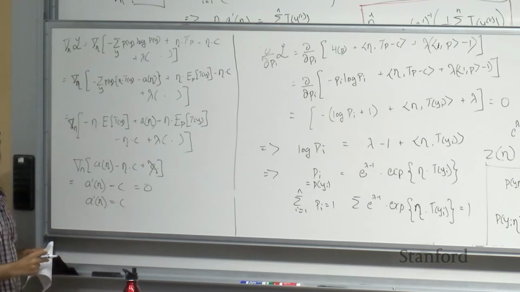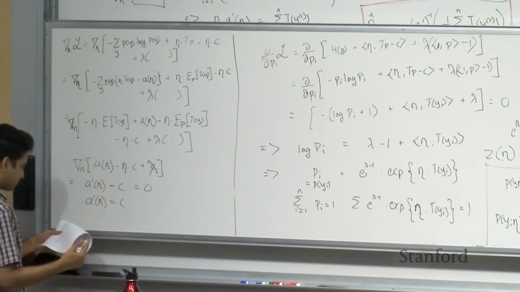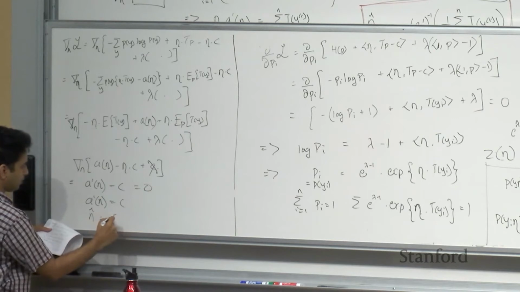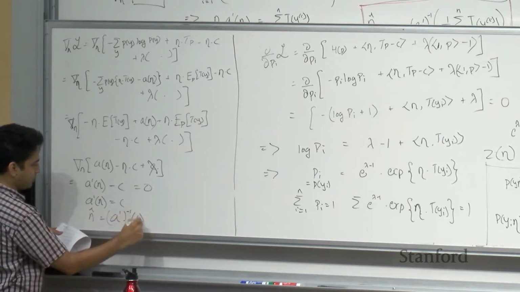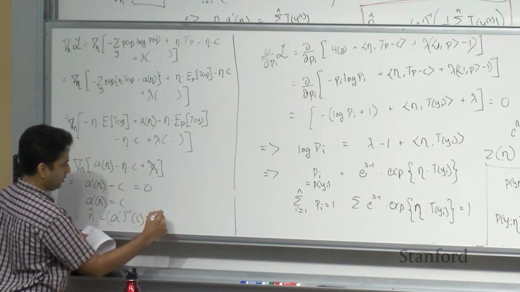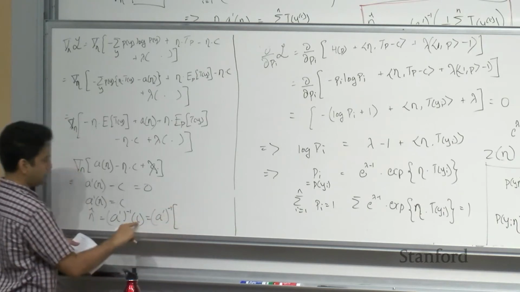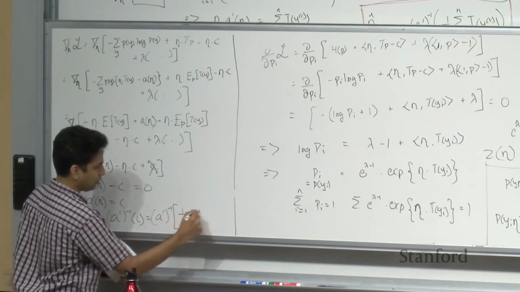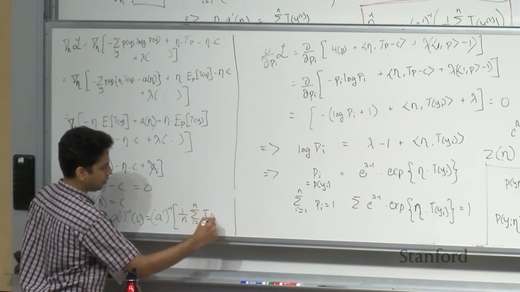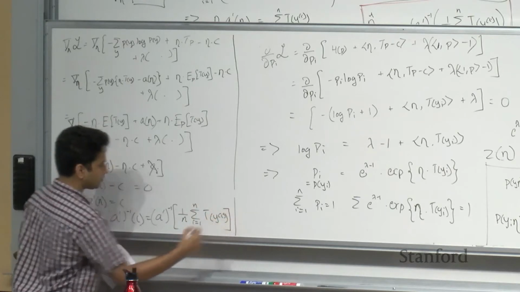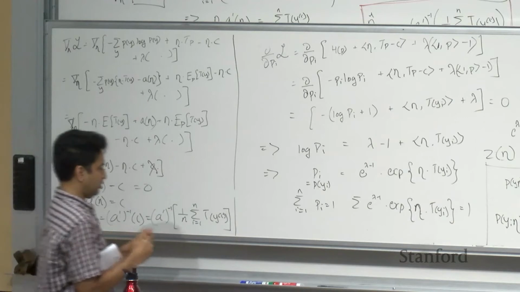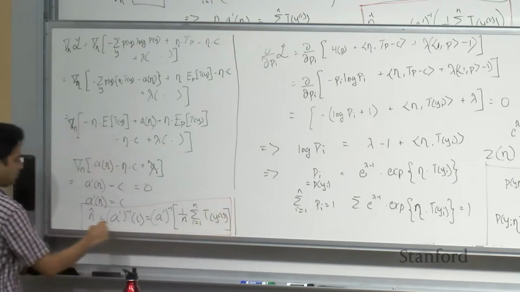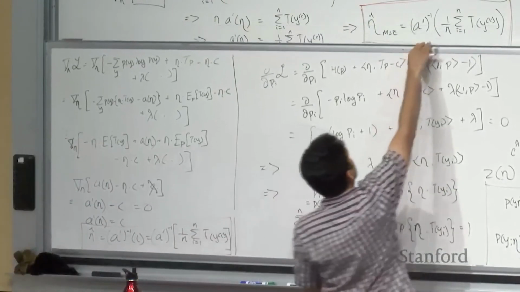This gives us A prime of eta is equal to C, and these constraints are things that we generally want to estimate from data, right? And so we get eta hat is equal to A prime inverse of C, and that means A prime inverse of C, which we want to be like the empirical averages from data. So that would be 1 over n, sum i equals 1 to n of T of y_i, right? And this estimate you will see is the same as this estimate.